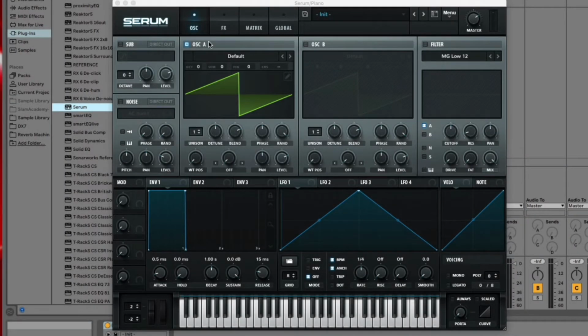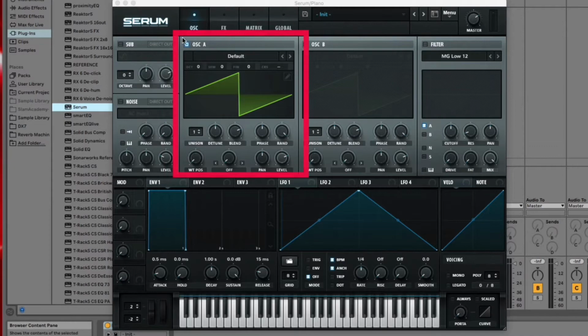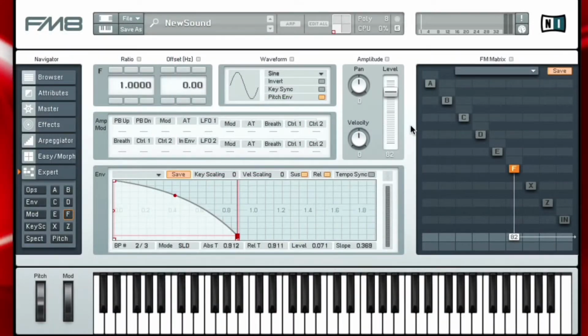Okay, so for the next 4, maybe 5 videos, we're going to be focusing just on this. Okay, just on oscillator A. Now, the amplitude level is also the modulation level. Okay, not so much here, because this is going to the output.